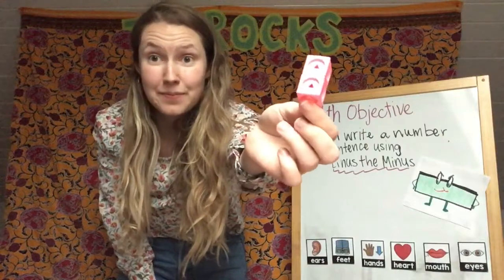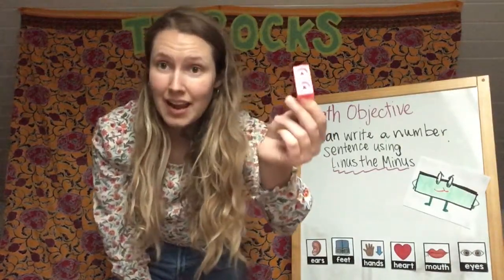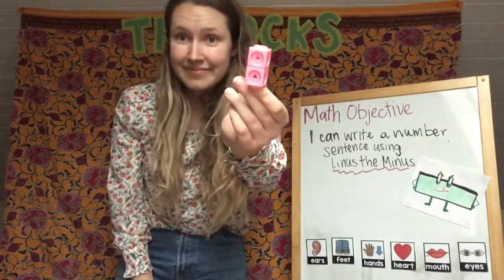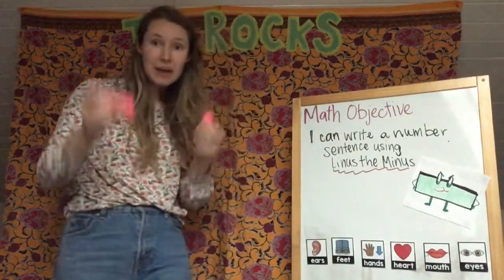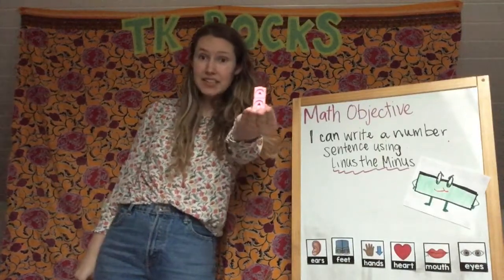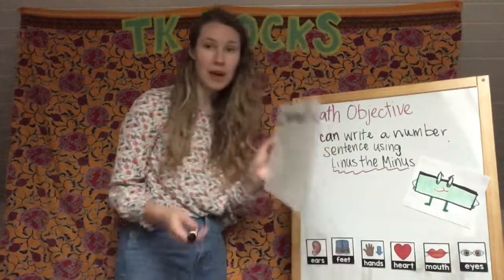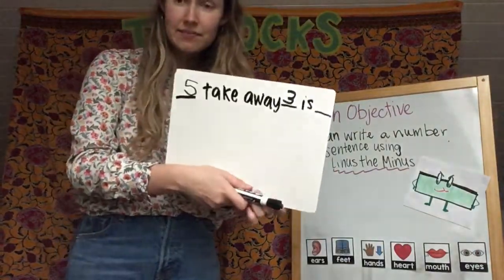1, 2. And how many do I have left now? Just 2. So I had 5. I took away 3. And now I just have 2. So 5 take away 3 is 2.